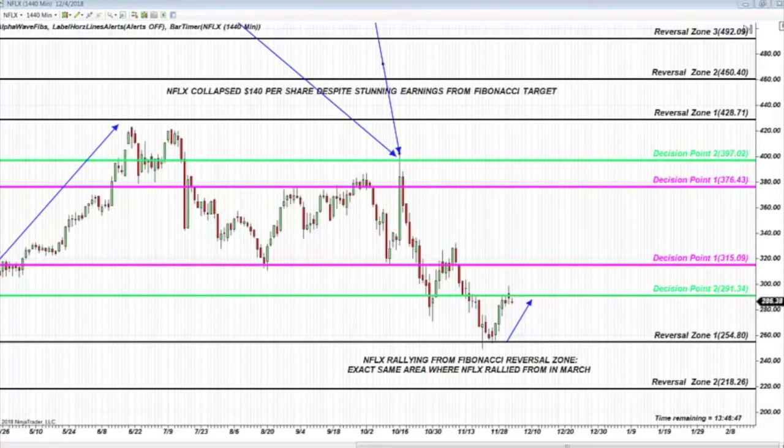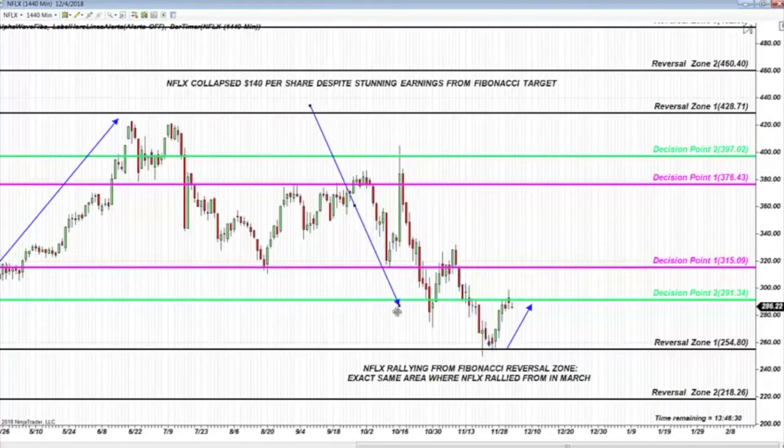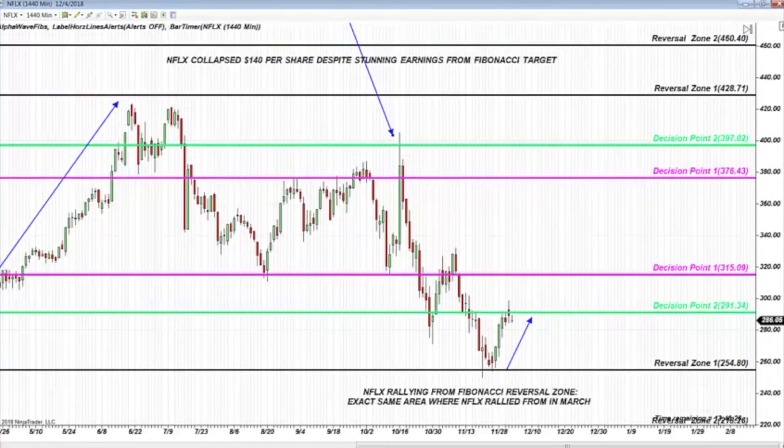This is a place to exit, not to enter the position. But, as you know very clearly, when Netflix collapsed $140 per share until reversal zone, all of this was identified in advance. Shall we walk down memory lane?